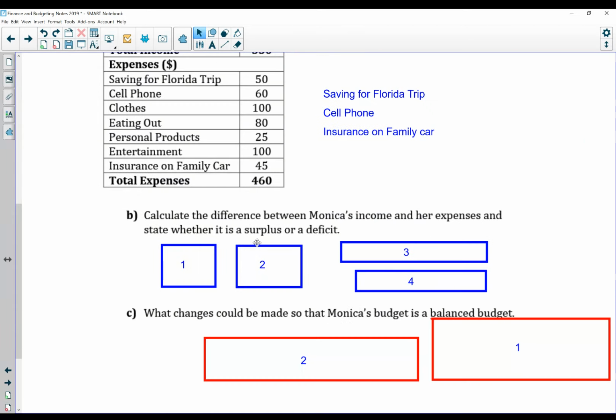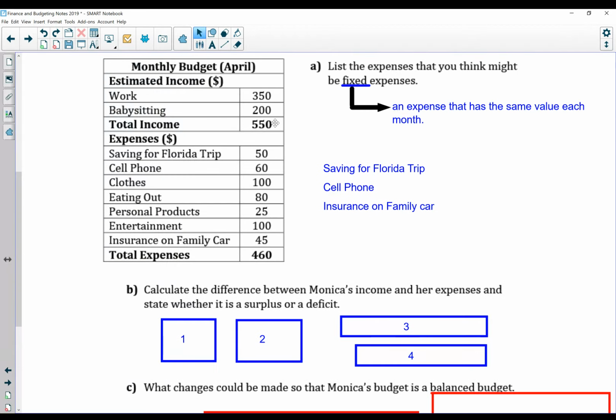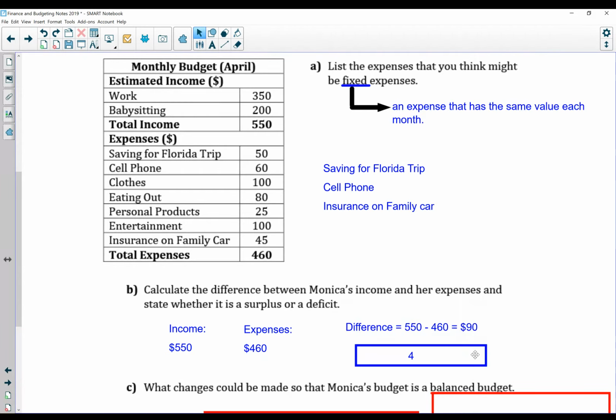B says calculate the difference between Monica's income and her expenses and state whether it's a surplus or a deficit. So the difference between her income, which is $550, and her expenses, which is $460. The difference, if we subtract the two, we have $90 left over in the positive.